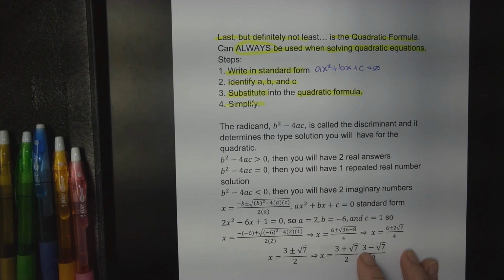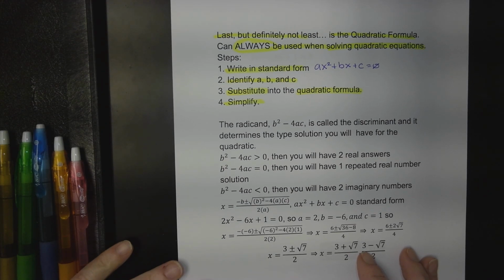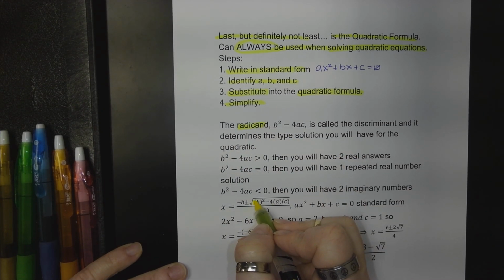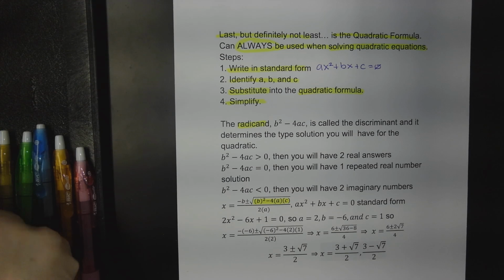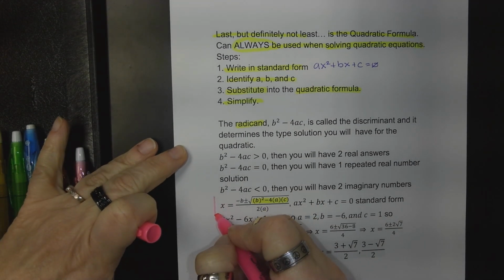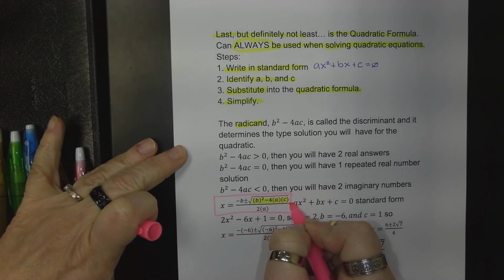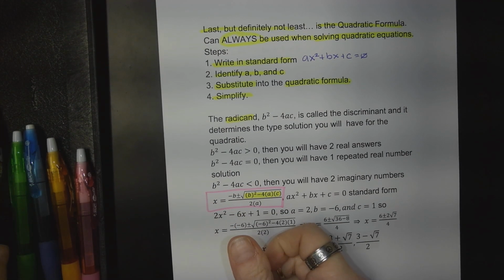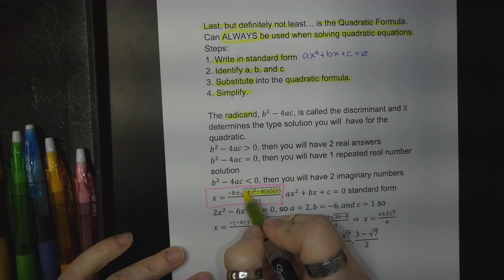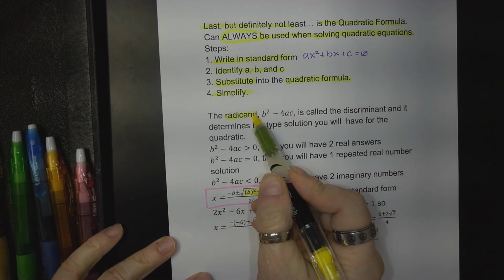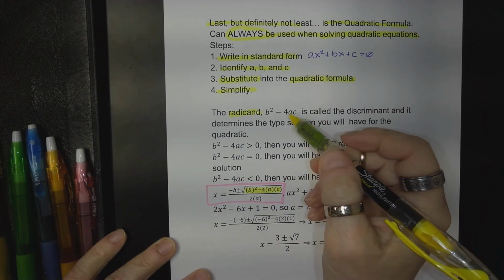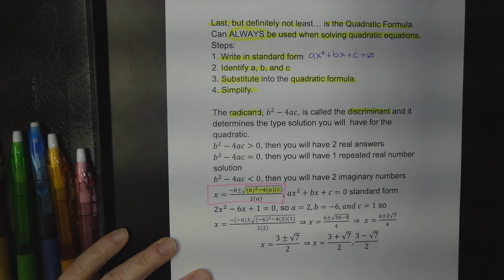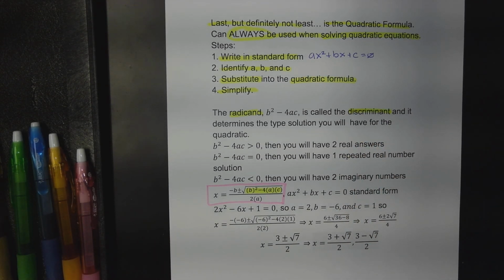Okay? Now we need to talk about the radicand, and the radicand is what is underneath the square root. So the radicand is what is under here. This is our square root, and I'm going to do this in a different color so it stands out. This is our quadratic formula, okay? And right here is our radicand. So the radicand is the b squared minus 4 times a times c. It is also called the discriminant, and it determines the type of solution that we will have for the quadratic.